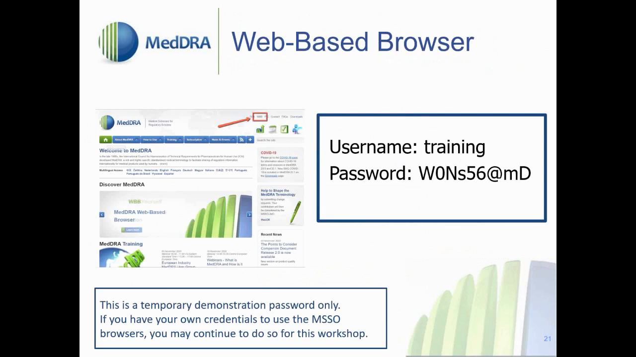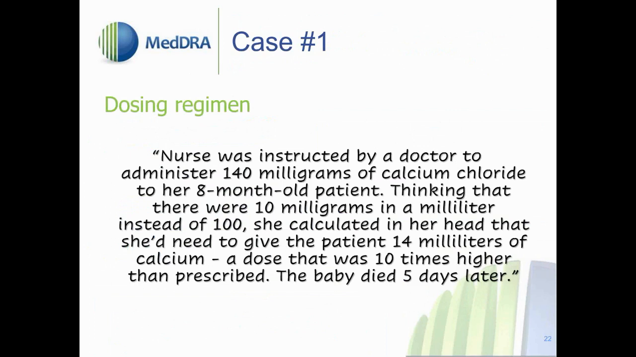Here is the information on how to access the browser. You will be able to access it on the MedDRA website. Here on the top right-hand corner, you find WBB. This is a shortcut to access the web-based browser that the MSSO provides. And here is the temporary password that you can use. It's temporary, so it will expire in a few days from now. But you can, of course, also use your company-specific credentials or your company-specific browser as well. And again, Jane has put this information in the chat.